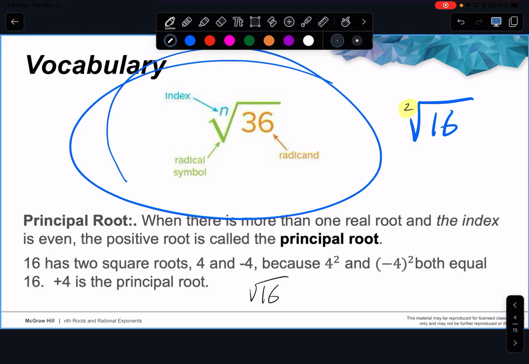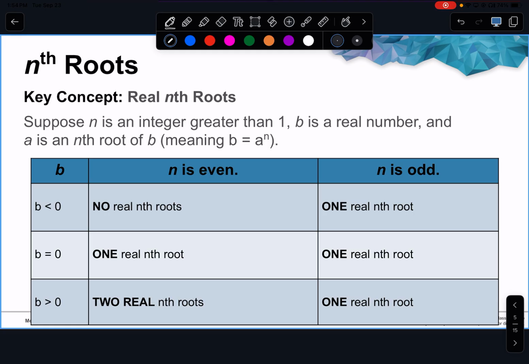I could have two solutions here. The square root of 16 could be positive 4, but also could be negative 4. You have to know that. Your calculator is not going to tell you that. All right, this is going to be one of the biggest takeaways of the day.